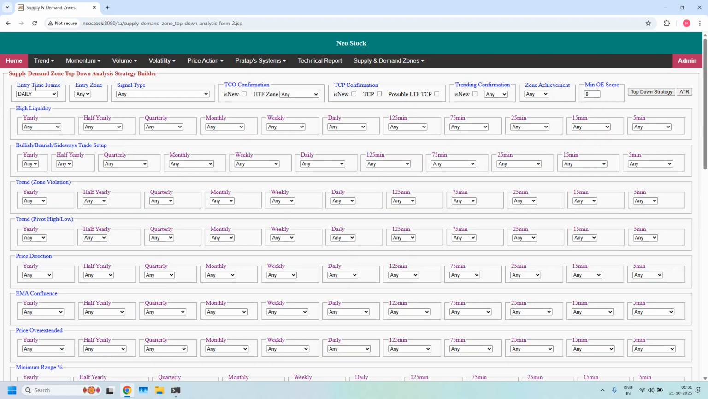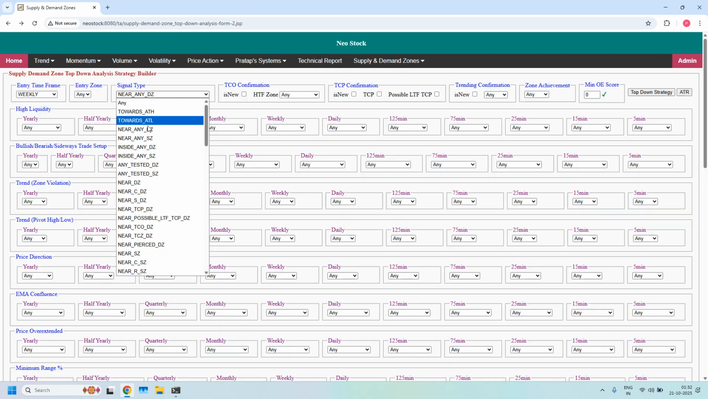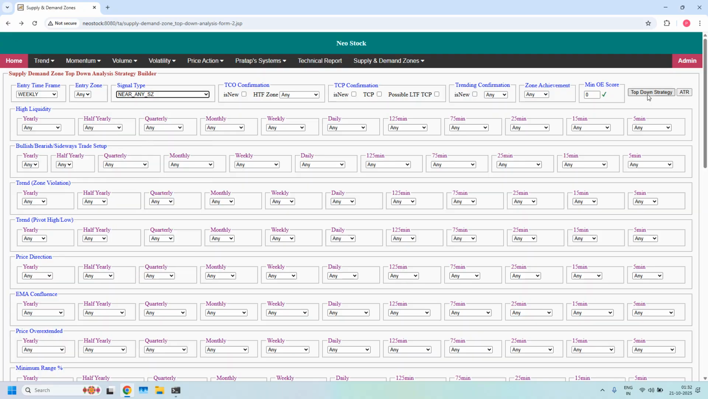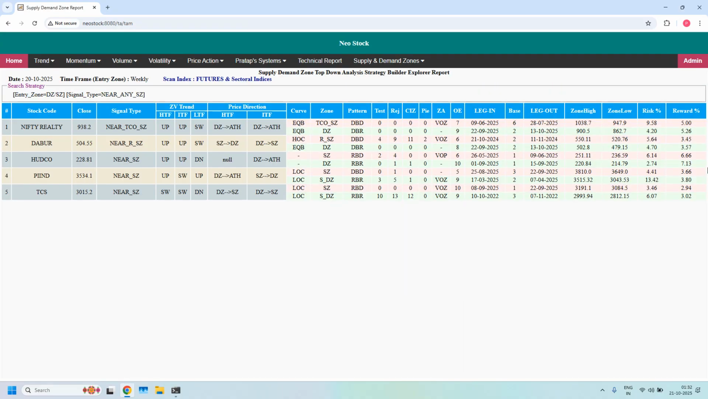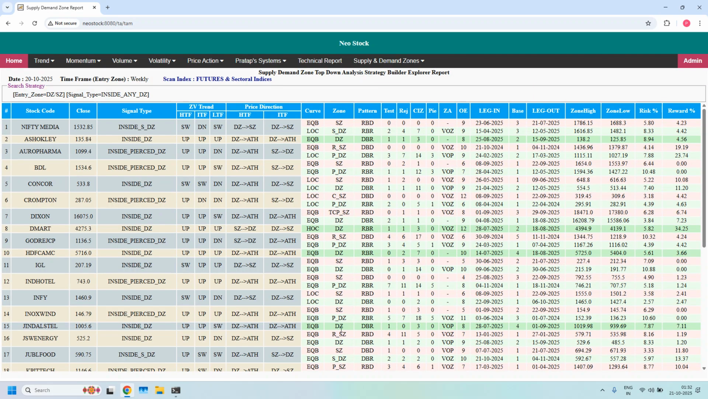Next time frame is weekly. Stocks near the weekly demand zone. We got 6 stocks. Next, stocks near the weekly supply zone. We got 5 stocks. Next, price closed inside the weekly demand zone. First 17 stocks in the list. Scrolling the list down.